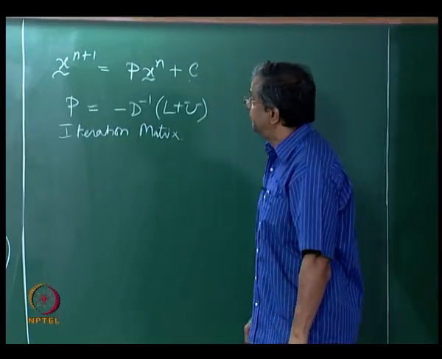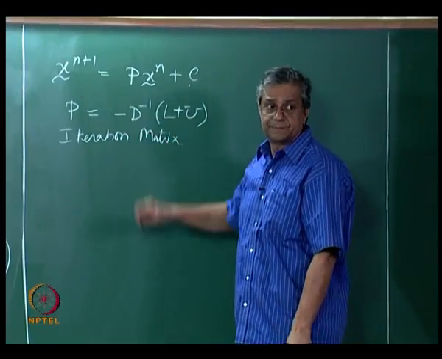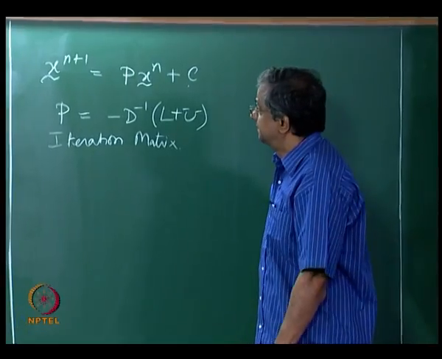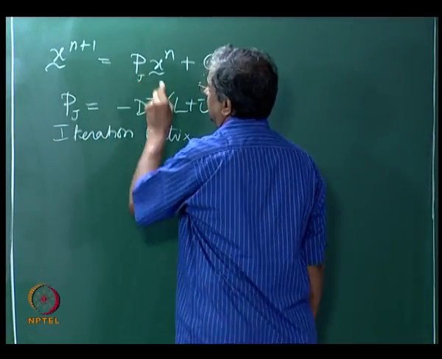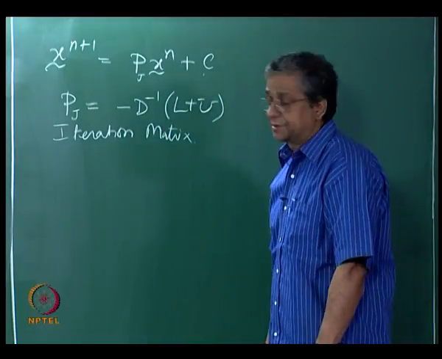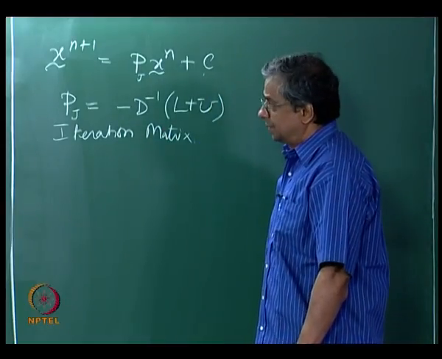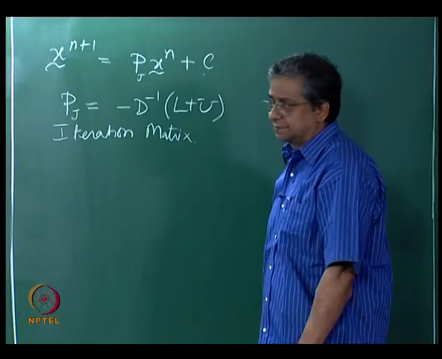We can write it in this form. Okay, so this is P, that would be Jacobi. I will put a J there, P Jacobi. Okay, what about Gauss-Seidel?